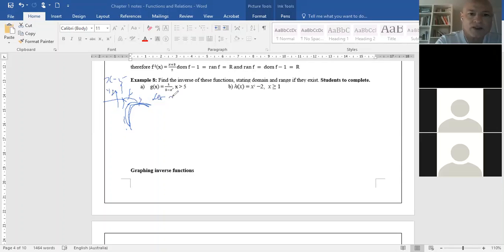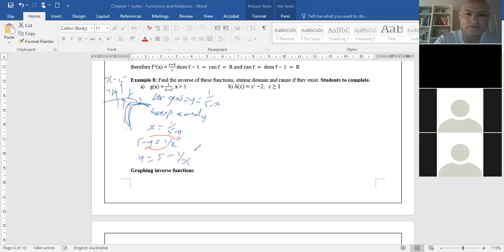We're going to say let g of x equals y, which equals 1 divided by 5 minus x. We're going to say swap x and y. So we get x equals 1 divided by 5 minus y. So 5 minus y equals 1 divided by x. I'm going to move the y to the other side so it becomes positive, and at the same time I'll move this to that side. So I get y equals 5 minus 1 divided by x. Any questions there? I haven't finished it, but any questions so far?